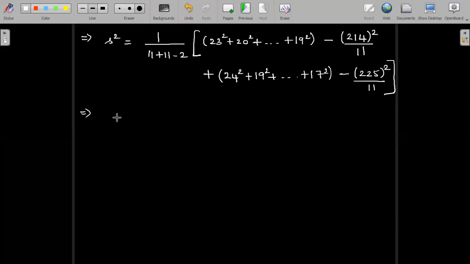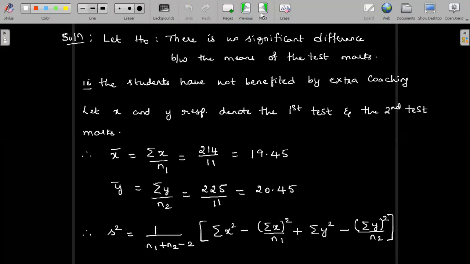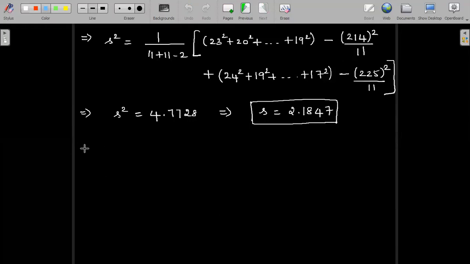Now let us evaluate this. With the help of a calculator, we can obtain S square is equal to 4.7728, and this implies S is equal to, taking square root, 2.1847. Now we know S, we know N1, N2 from the data. We have already obtained X bar and Y bar. So we can apply the student's t. Thus, student's t for two samples is given by X bar minus Y bar divided by S into square root of 1 by N1 plus 1 by N2.